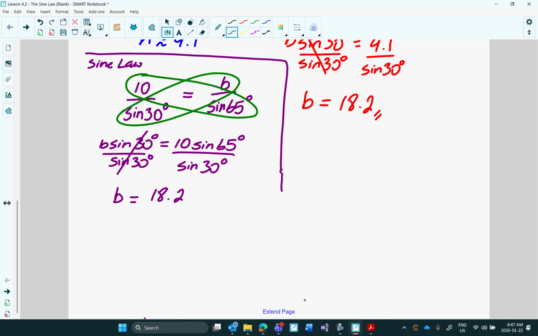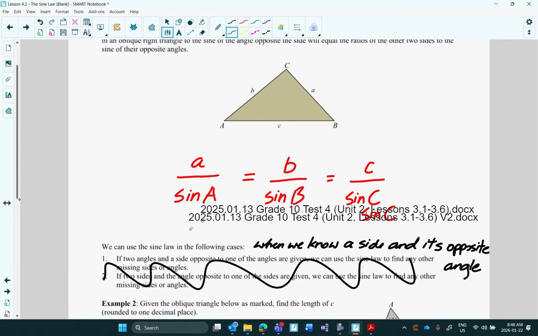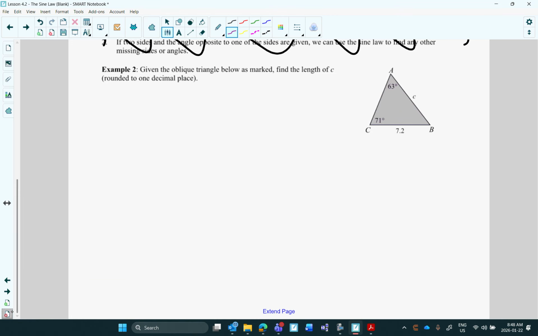Well, let's practice with another one. This one down here. Yeah, I got 18.41 instead, but it's essentially the same. Yes, it is.